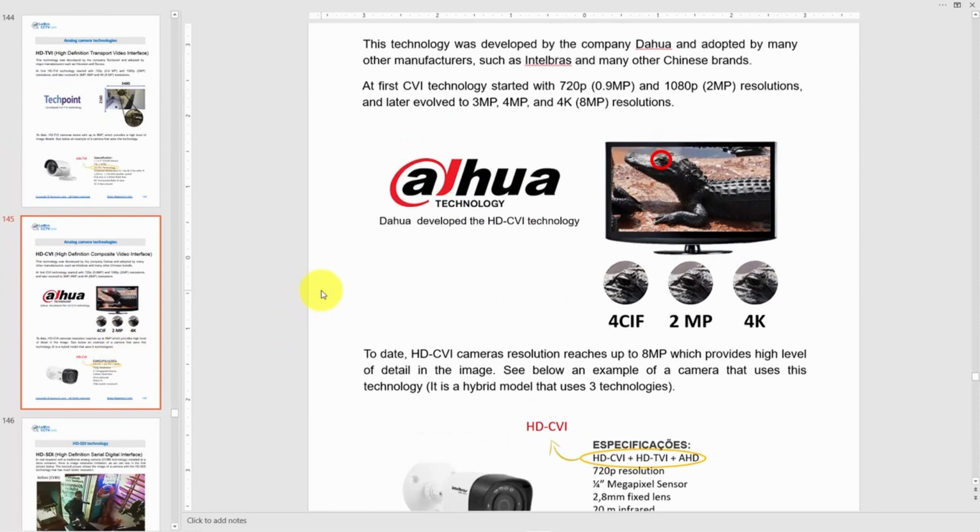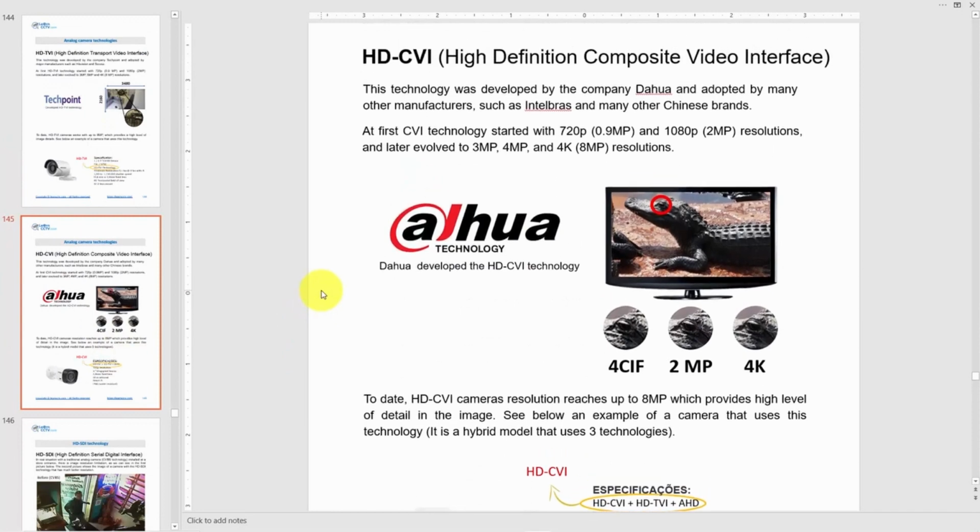Moving on to the next one, Dahua uses the HD-CVI. It's a high definition composite video interface, and you can also find cameras with 0.9 megapixel. We used to say 720p, right? 1080p. That's the same as 2 megapixel resolution, and also 3 megapixel, 4 megapixel, 4K, the same as 8 megapixel. So Dahua is the manufacturer of the technology, and you can buy from Dahua, or you can buy OEM. You can buy other cameras that use Dahua technology, but it's not Dahua itself.